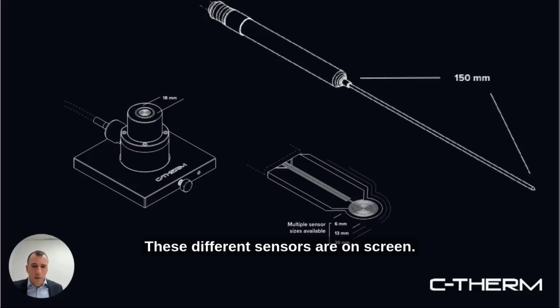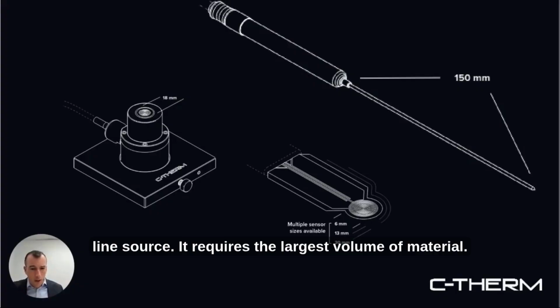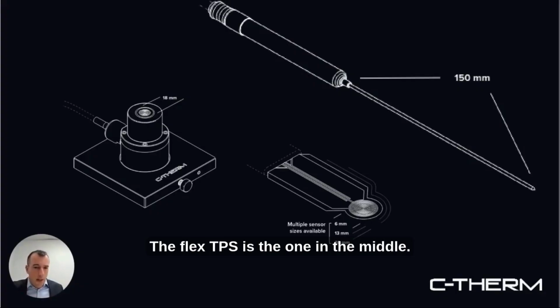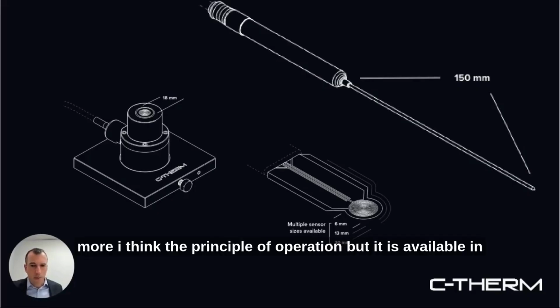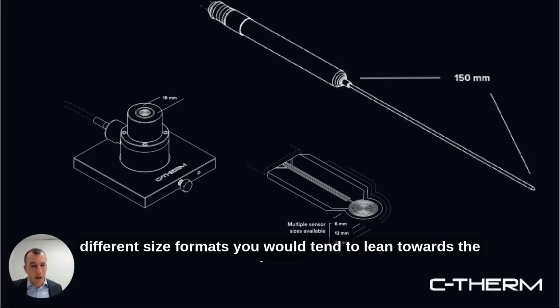These different sensors are on screen. The needle shape is the needle transient line source. It requires the largest volume of material. The Flex TPS is the one in the middle. This is sandwiched in between two samples, rather. Sarah will detail a bit more, I think, the principle of operation, but it is available in different size formats.